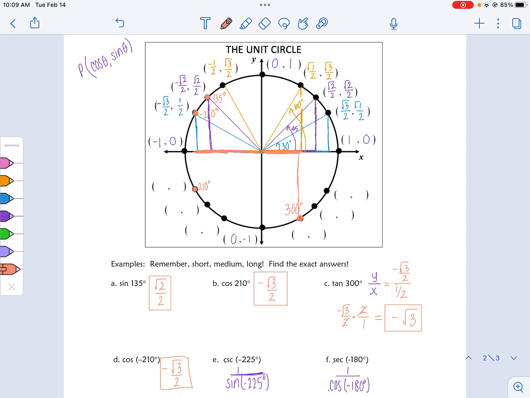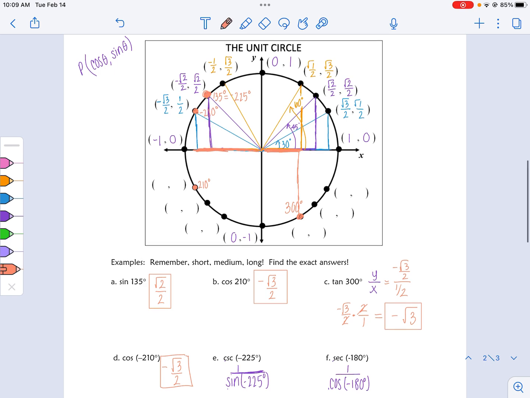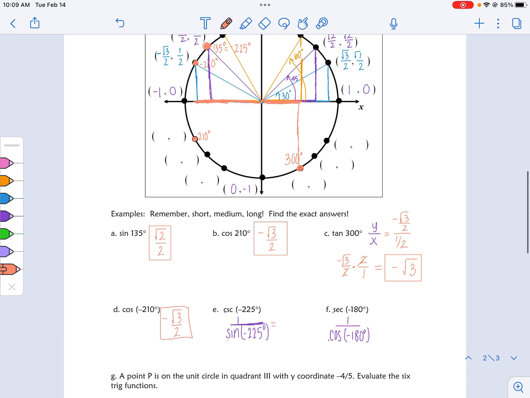Well, sine of -225, negative goes clockwise. -90, -180, -225 actually ends at the same spot as 135, just in the negative direction. If I'm finding the sine, that is my y value. Well, if I'm at the 45, my y is always the middle amount. So the middle amount, 1/√2/2.